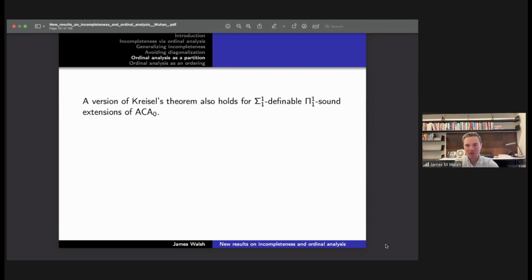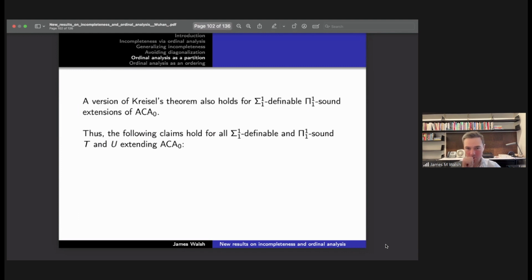Now, you can generalize Kreisel's theorem with a compactness style argument to a broader class of theories. So in particular, for all Σ^1_1 definable and Π^1_1 sound extensions of ACA_0. That is to say, for all Σ^1_1 definable Π^1_1 sound extensions T and U of ACA_0, we get the following two claims. Number one, if T and U are Π^1_1 equivalent, then they have the same recursive proof theoretic ordinals. What do I mean by saying that T and U are Π^1_1 equivalent? What I mean here is that they prove the same exact Π^1_1 formulas.